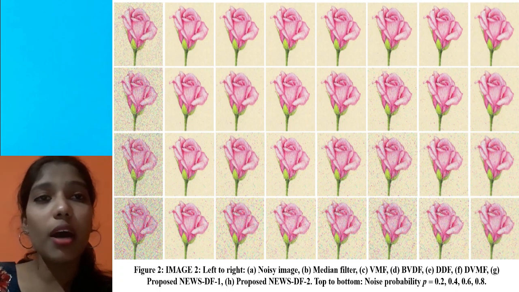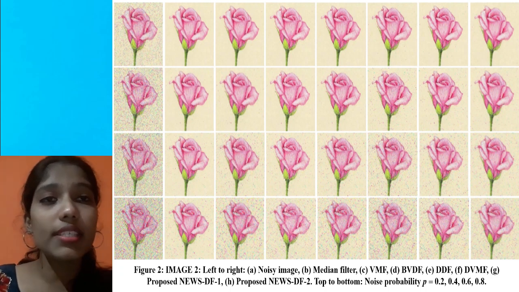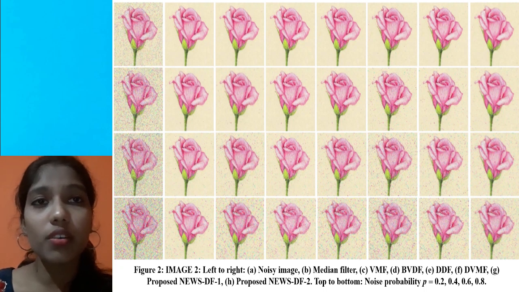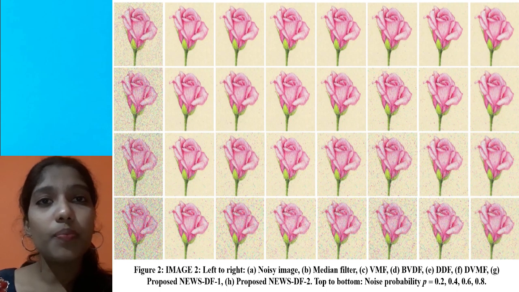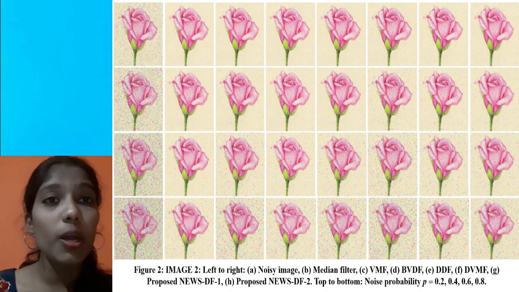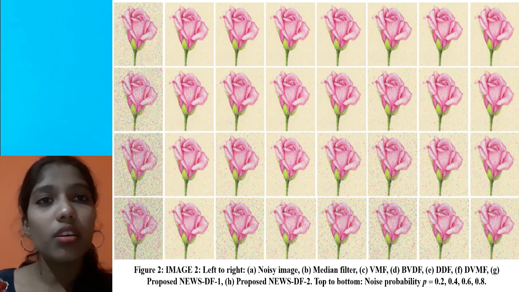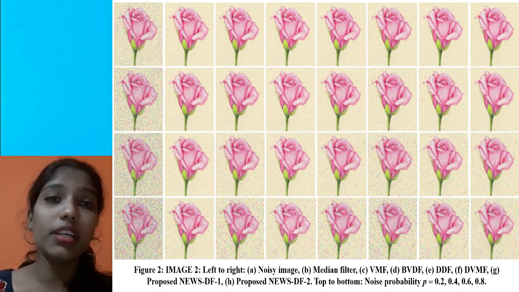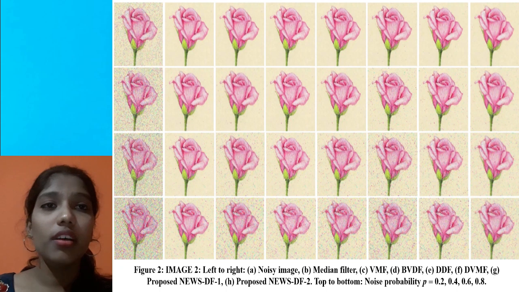As we can see, our proposed method is working very well in high density noise, which is at p equals 0.8. As you can observe, it's working better than the vector median filtered image, the basic vector directional filtered image, the directional distance filtered image, and also better than the directional vector median filtered image. As you can see, the last two columns perform well for each noise probability.